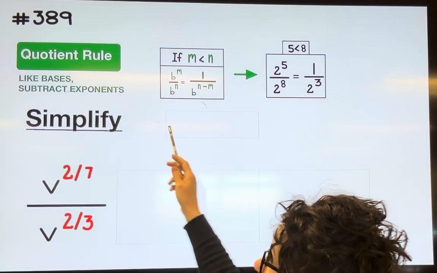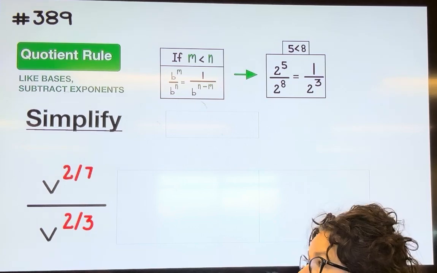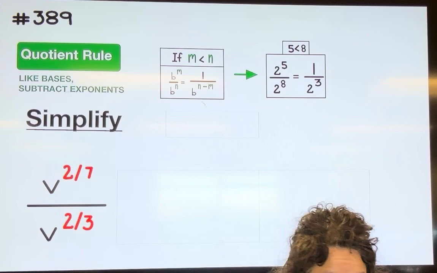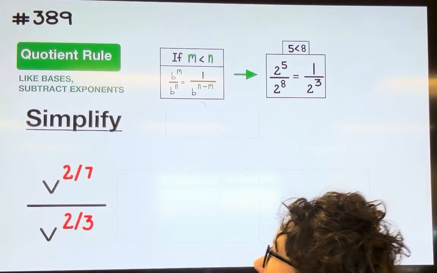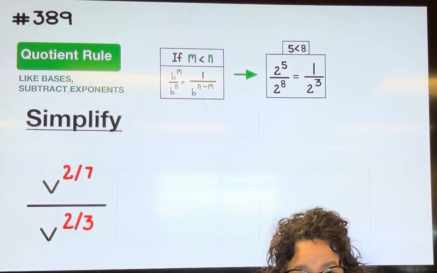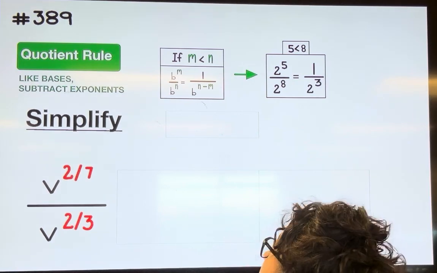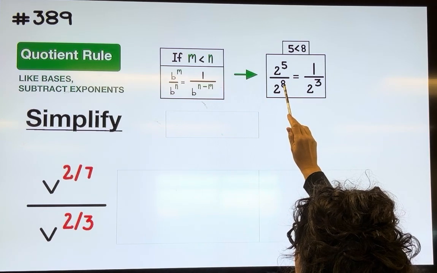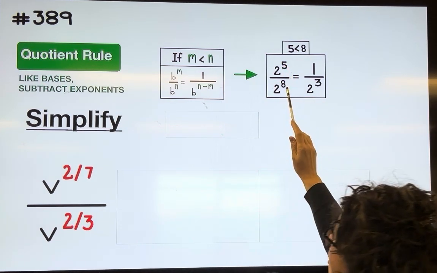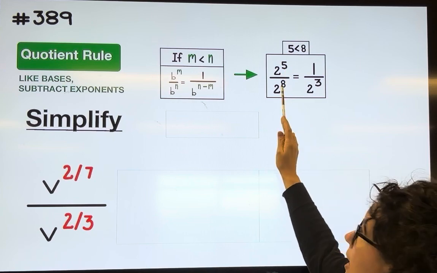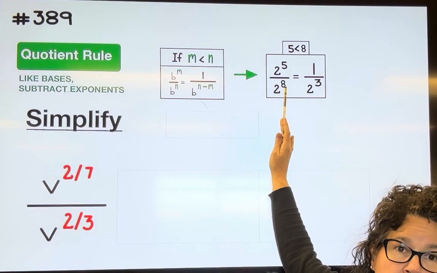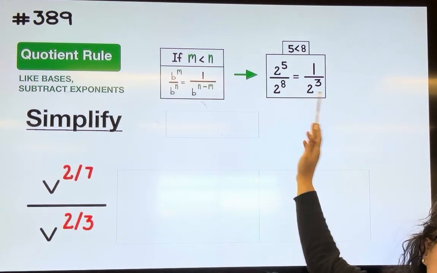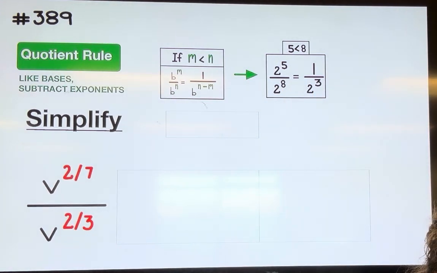We're going to be simplifying using the quotient rule, and that says when you have like bases, you want to subtract exponents. But the catch is you have to know which of the exponents is larger. If, for example, in this one, the 8 is larger than 5, when I subtract 8 minus 5 and I have 2 to the third power, since there are more 2's in the denominator, the 2 to the third is going to be in the denominator.